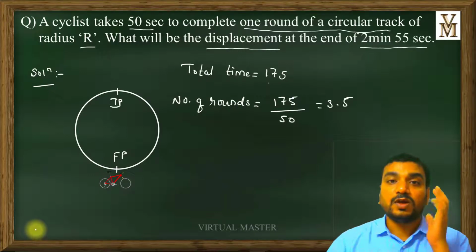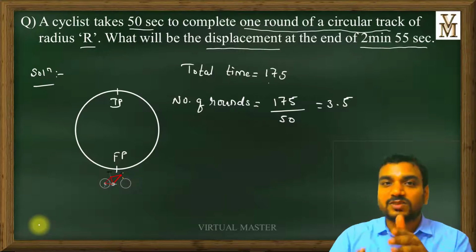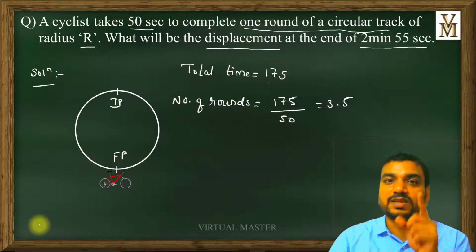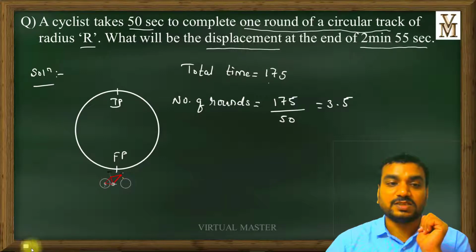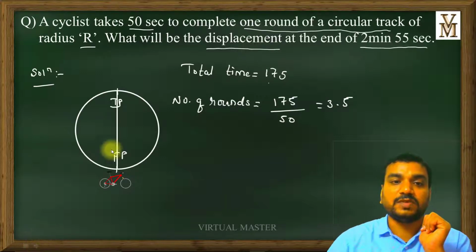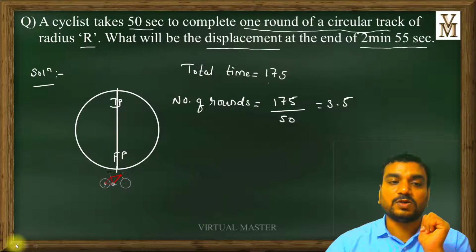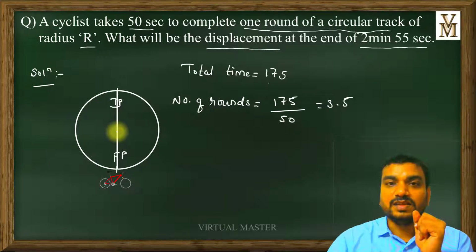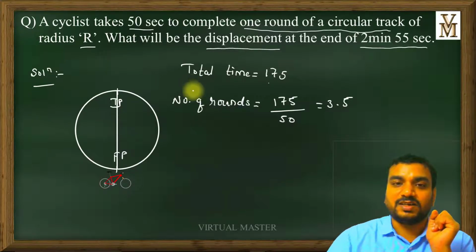Now what do you have to do? You have to draw a straight line between the initial position and the final position, and the length of that straight line is going to give the displacement of the cyclist. So let us draw the straight line between the initial position and the final position. I have drawn the straight line here, and its length is equal to the displacement, isn't it? The length of this straight line will be equal to the diameter of the circular track.